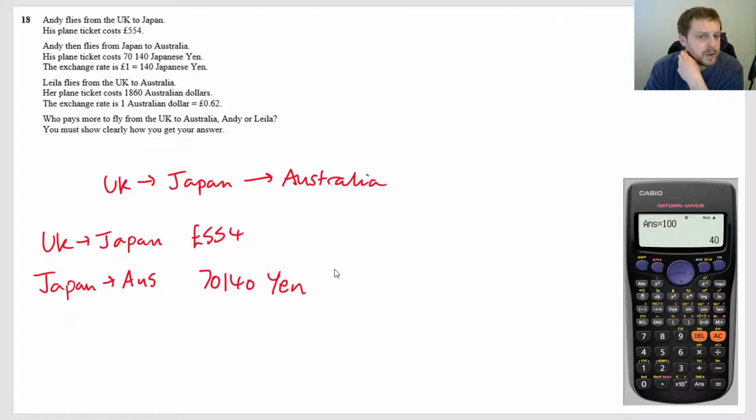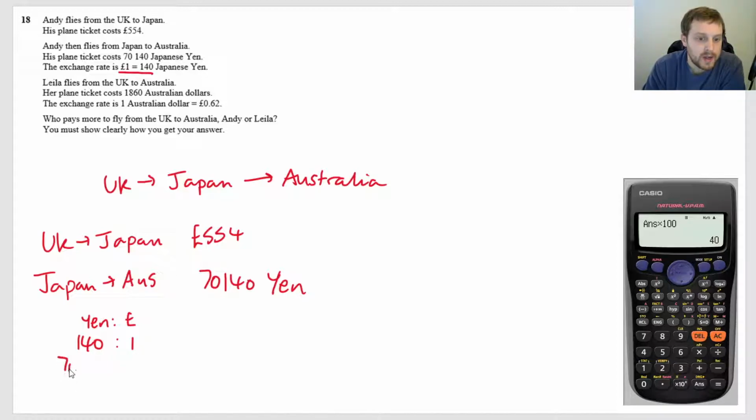Okay, so what we want to do is we just want to make everything into pounds. So let's deal with this one first. So 140, so this is yen to pounds. 140 yen is £1, okay, it tells you that there.